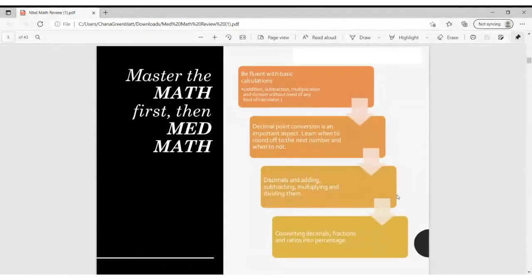If the professor would like you to round to the nearest 10th place, round to the 10th. So get in the habit of working with those numbers without a calculator.